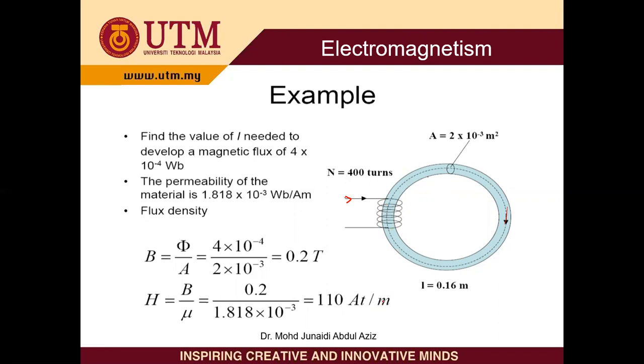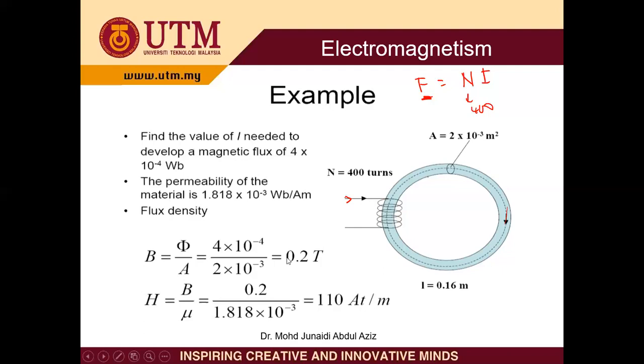Okay, so to find the current here, you know that the relationship of the current actually depends on the force. The N is given as 400. So you need to get the force value or other values. For this example, the first step is to calculate the flux density. The flux is given, and then the cross section is also given here.